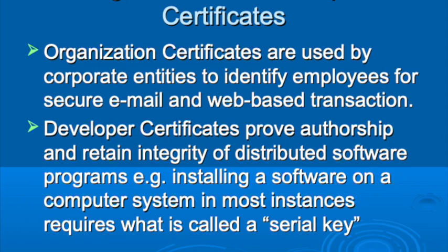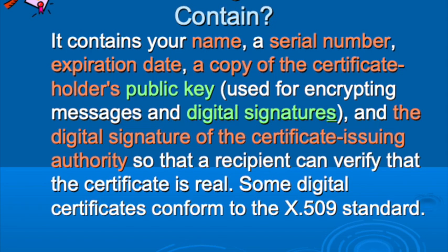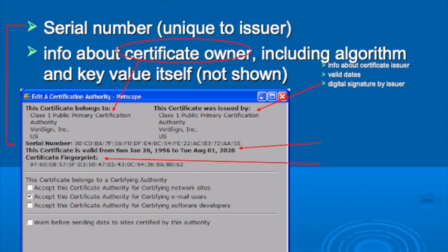What does a digital certificate contain? It contains your name, a serial number, expiration date, a copy of the certificate holder's public key used for encrypting messages and digital signatures, and a digital signature of the certificate issuing authority so that a recipient can verify that the certificate is real. Some digital certificates conform to the X.509 standard.